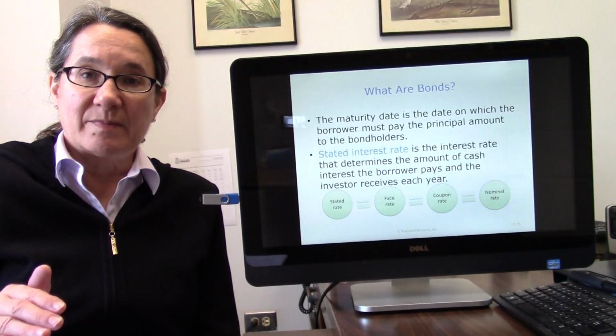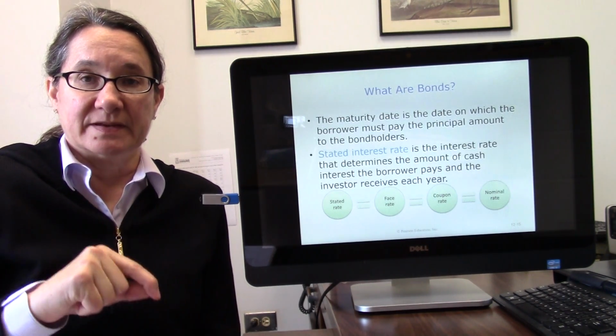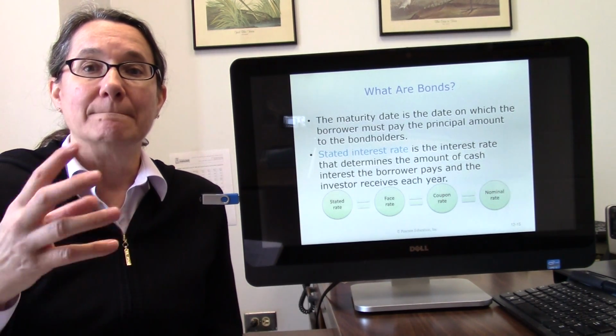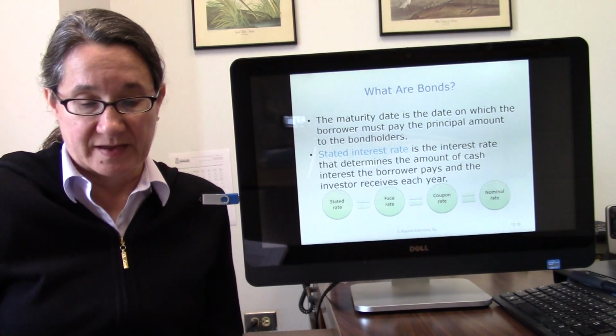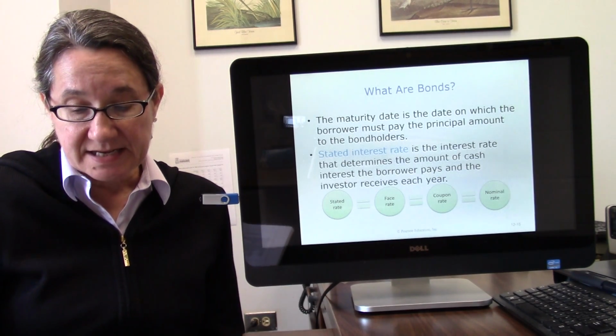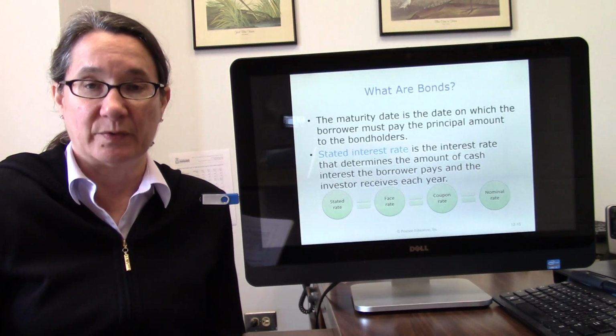So, continuing talking about bonds, and remember, this time we're talking about them as a liability, so as if the company is issuing bonds or borrowing money using bonds. That's what makes it a liability. The maturity date is the date on which the borrower must pay the principal amount to the bondholders.